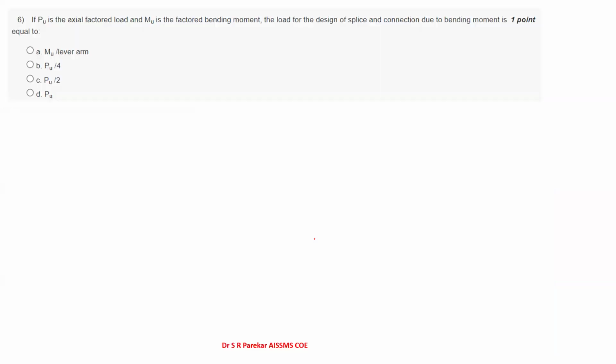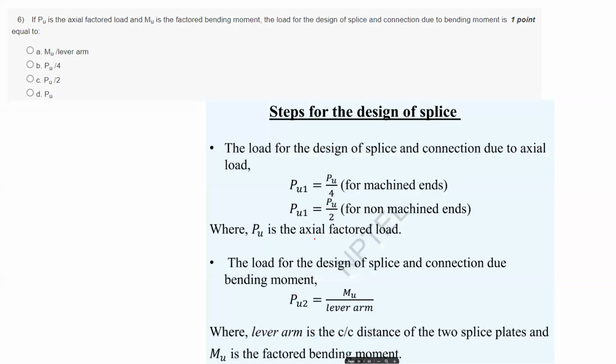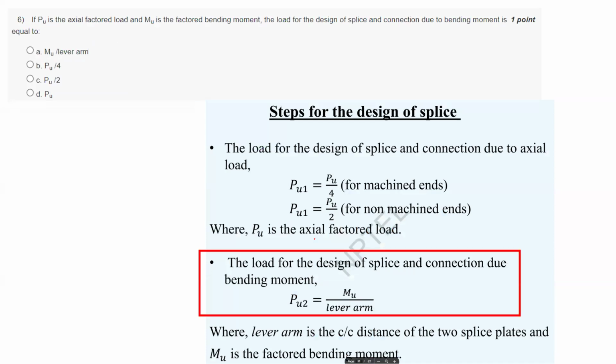Then we have next, if Pu is the axial factored load and Mu is the factored bending moment, the load for the design of splice and connection due to bending moment is equal to. Now you can see this is given. The load for the design of splice and connection due to bending moment, Pu2, is equal to Mu upon lever arm. So we have value Mu upon lever arm, that is A.